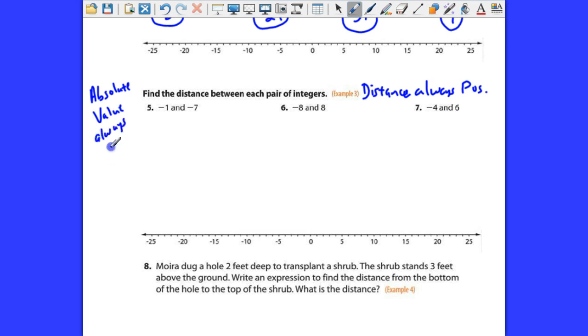So when we talk about distance, we have to find the difference of these two numbers, but we have to have a positive answer. So let me show you how this would work.